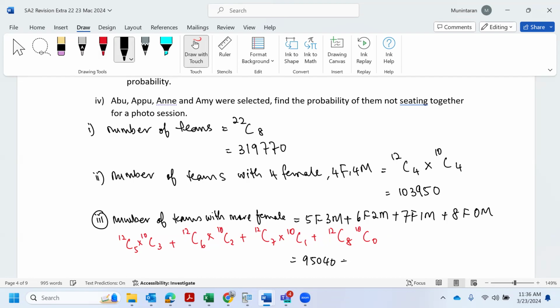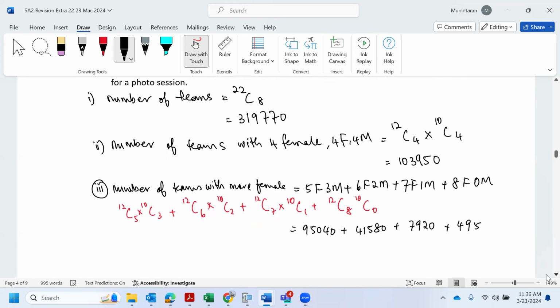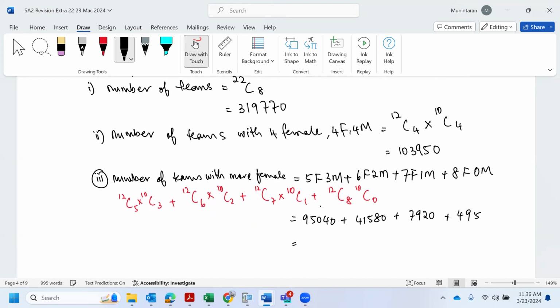If you use your calculator, you should be getting the values 95,040, plus 41,580, plus 7,920. The last one is 495. If you sum it up, that should give you 145,035. This is just a number.